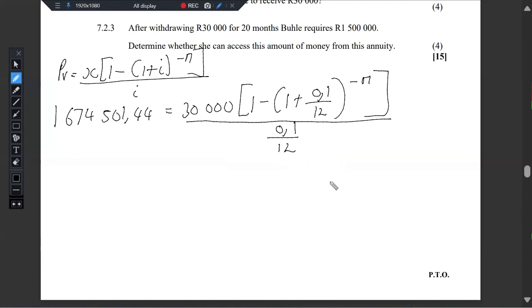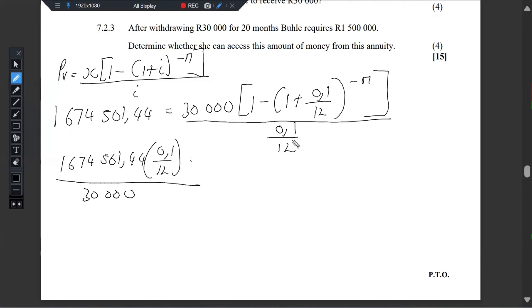So you need to be very quick with your maths here. If you take this one, you cross multiply with that, this should give you 1,674,501.44, and then immediately cross multiplied with 0.1 over 12, and then you have your 30,000 here. So you can immediately divide by 30,000. Immediately divide by 30,000 here. And then you can immediately minus 1. So I'm just showing you a quicker way to solve that.